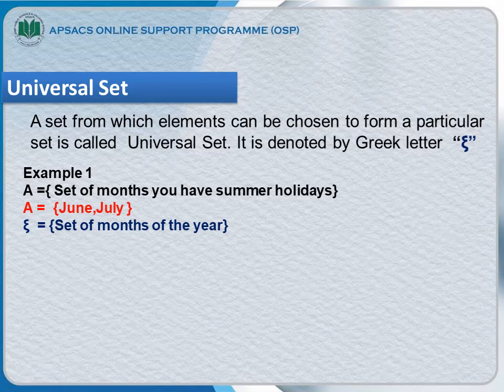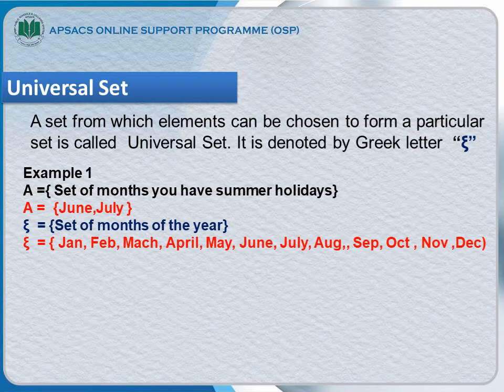The universal set must be the set of months of the year. So the universal set is January, February, March, and so on, December. This is the set of months, and set A is chosen from the universal set. If you belong to another country, the months you have summer holidays may vary, and we will choose the months from the universal set. The main set is the universal set.